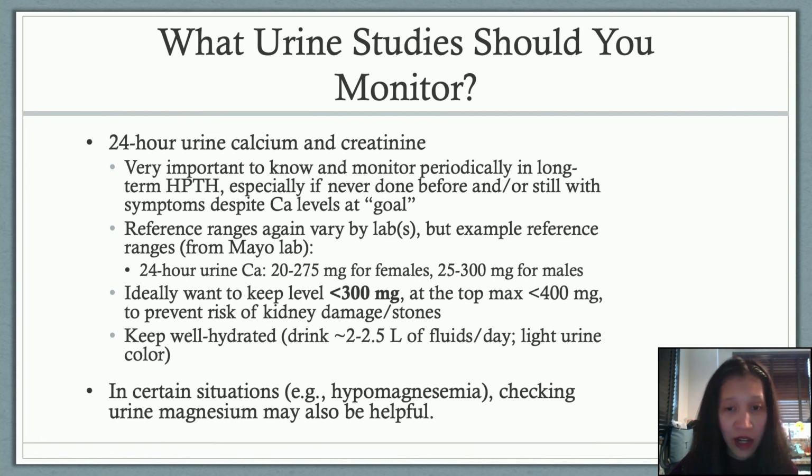The main recommendation that I always make to all patients who are at risk for kidney stones is to just keep really well hydrated. So I recommend drinking at least 2 to 2.5 liters of fluids per day. A good rule of thumb is that when you look at your urine color, it should be very light to clear. If it's becoming darker yellow, it's basically an indication that you're not drinking enough. So you want to just keep drinking if you see it getting darker. In certain situations, for example, in hypomagnesemia, checking a urine magnesium may also be helpful.